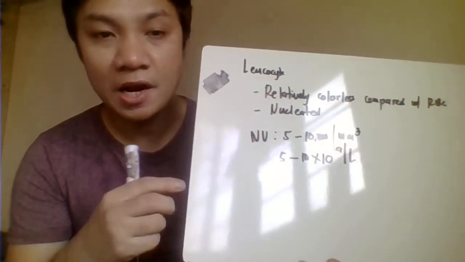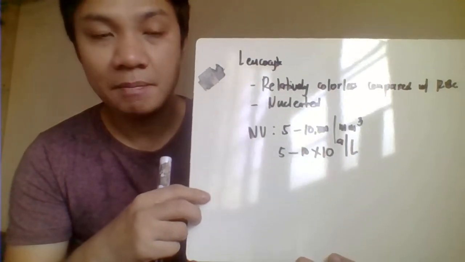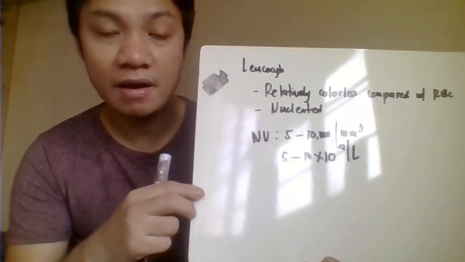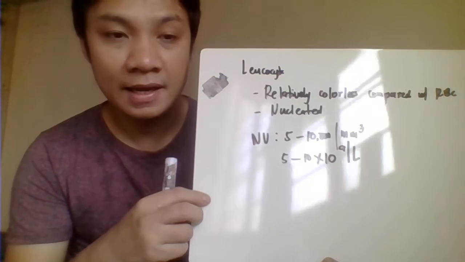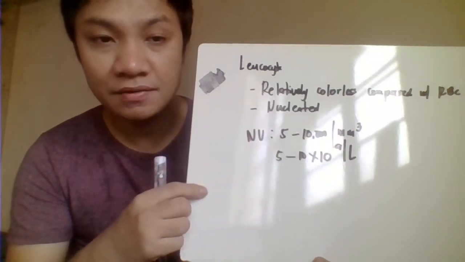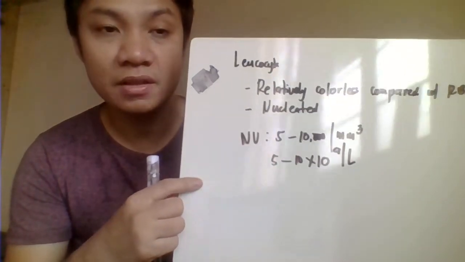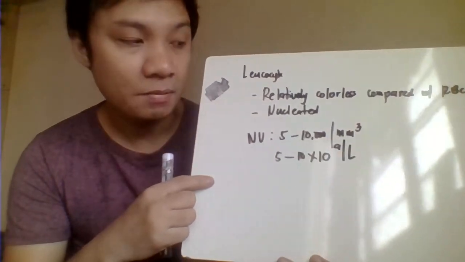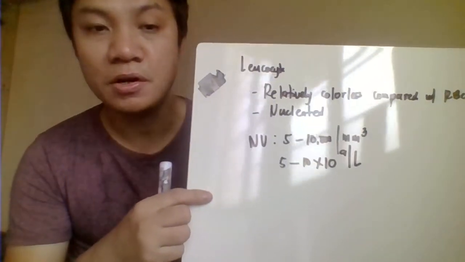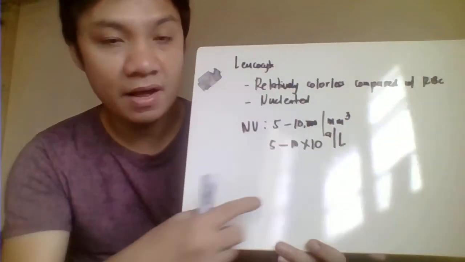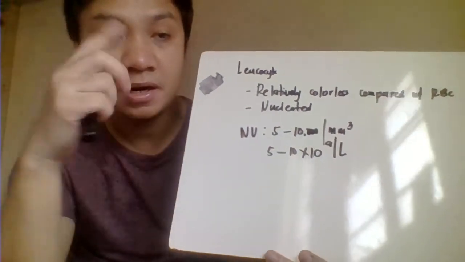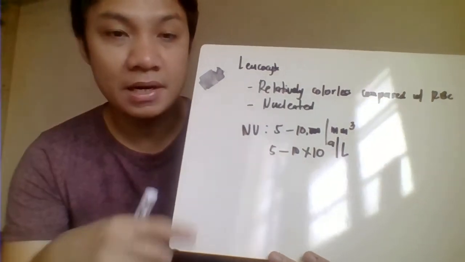And they are much larger compared to the red blood cells, and at the same time they have a nucleus. Here we have the normal values for your WBC, which have a range of 5 to 10,000 per cubic millimeter, or the SI value would be 5 to 10 times 10 to the 9 per liter.